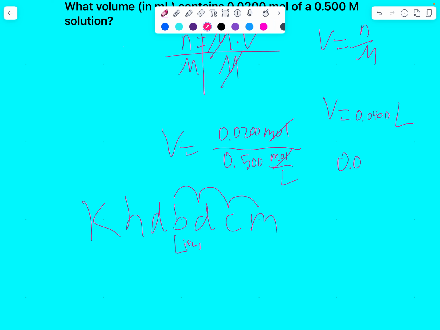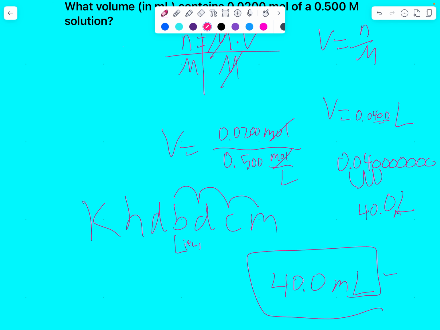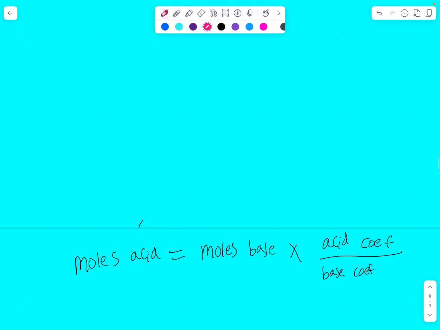So I'm going to take 0.0400. I'm going to add a bunch of zeros because I'm allowed to. And then I'm going to move it 3 times to the right, just like I did on King Henry. 1, 2, 3. So I got 40.0. That's 3 sig figs, just like this. Milliliters, right? So the answer is 40.0 milliliters equals your volume. That is how you approach this type of problem.